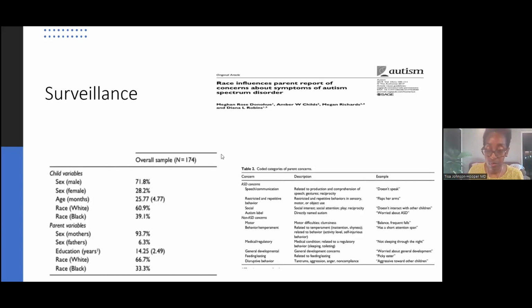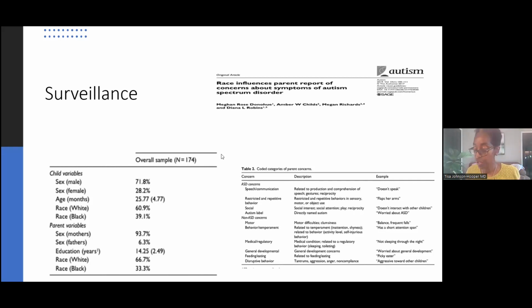So prior to the evaluation, parents completed a history questionnaire about their child's development. The questionnaire elicited parents' concerns regarding their child. So specifically, they were asked, what was the first thing that made you concerned about your child's development? In all, 174 toddlers participated. Of the 174 toddlers, 72% were male, 28% were female, and 61% were white, and 39% were African American.